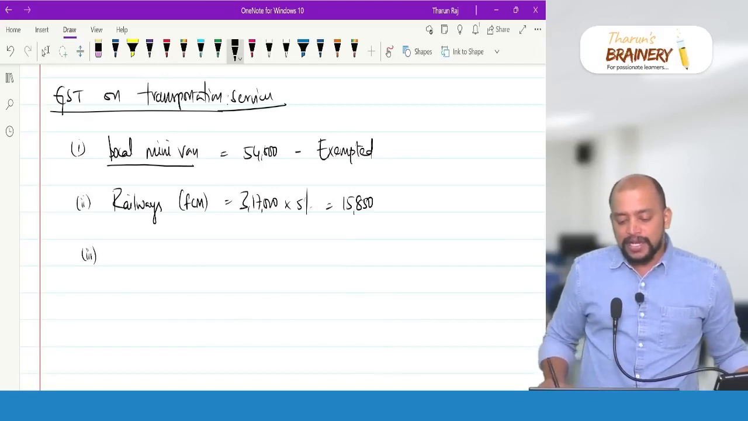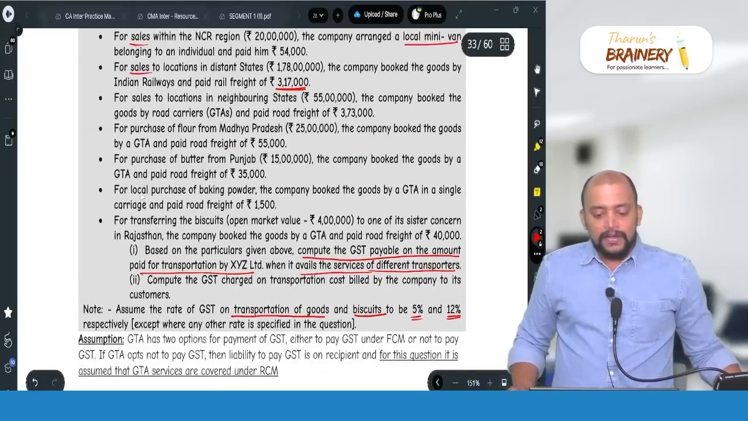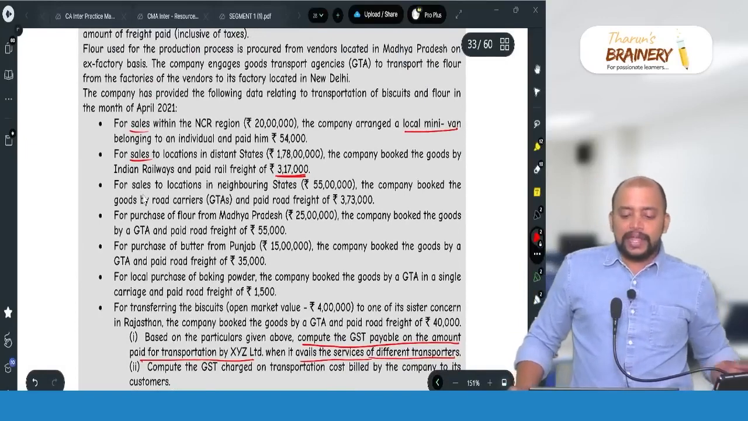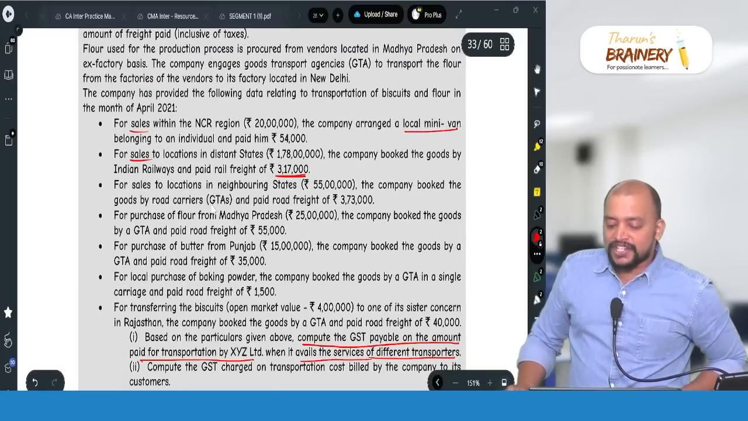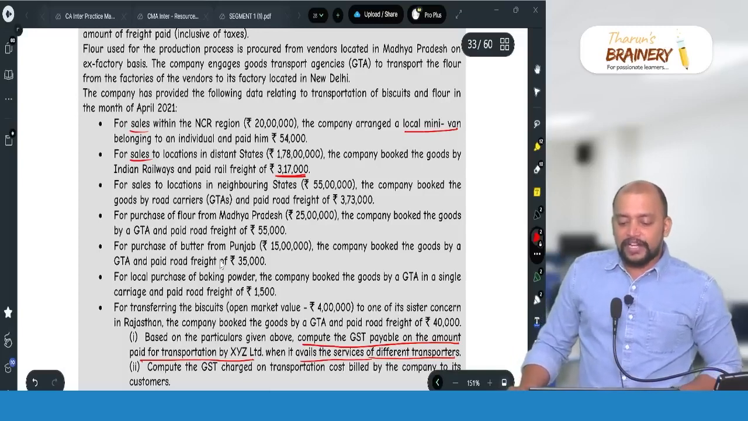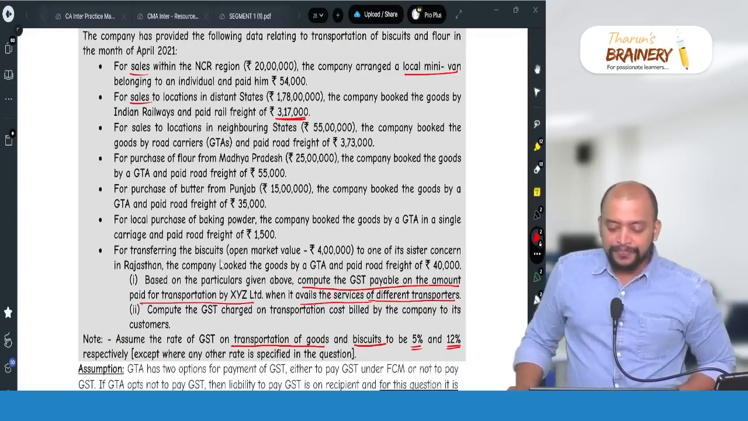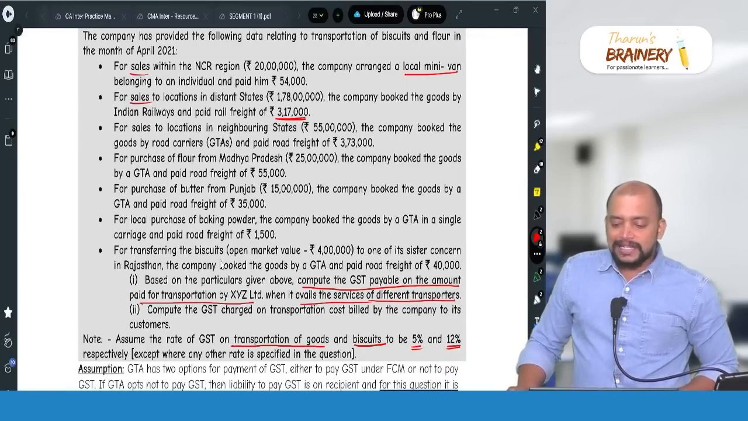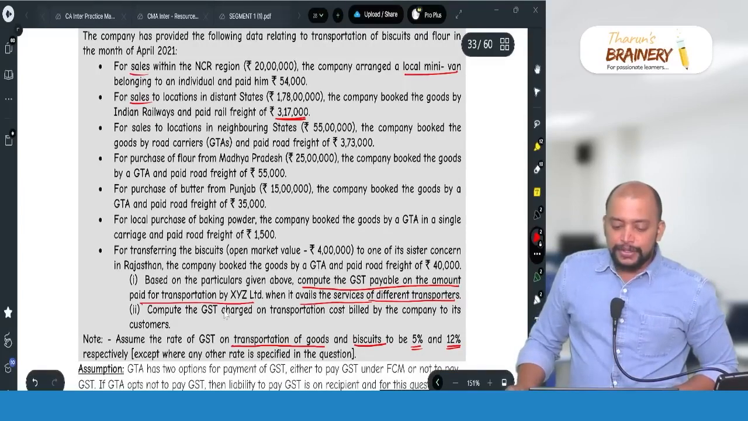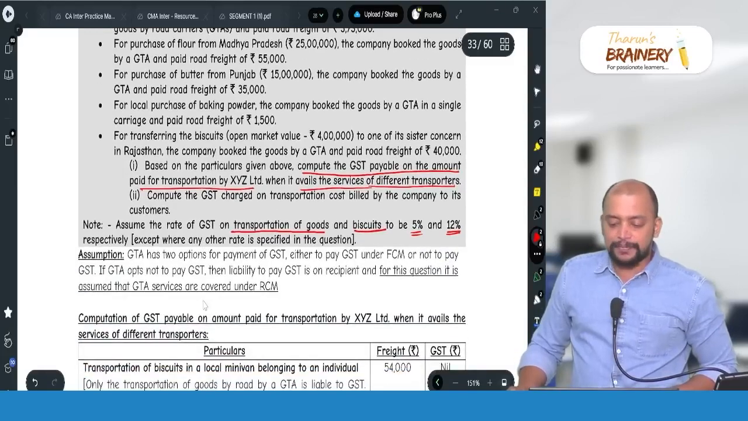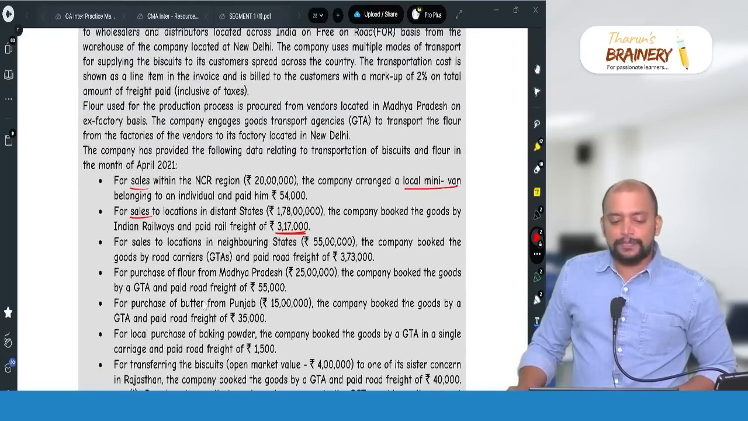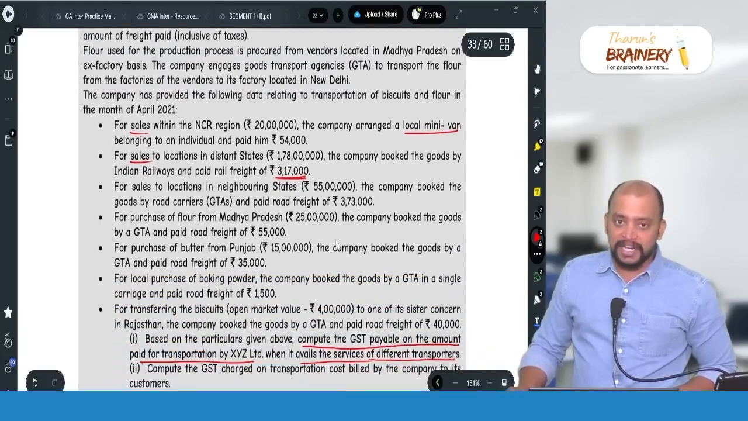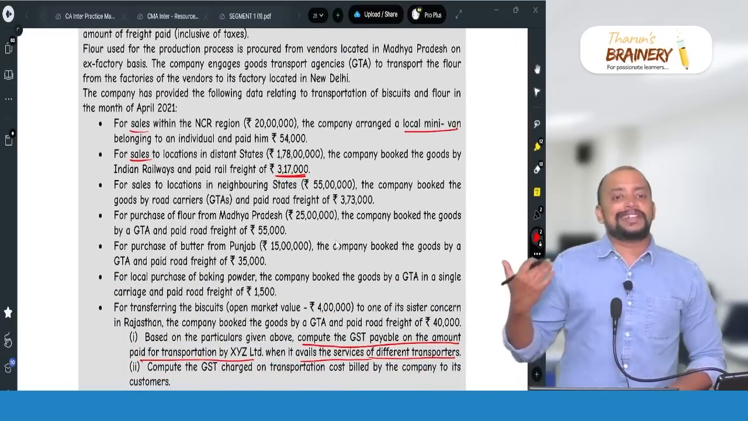Then, number 3, third one, for sales to location in neighboring states, the company booked the goods transport agency and paid road freight of 3,73,000. So, here RCM will be applicable. So, if GTA is not opting to pay GST under FCM. So, therefore, we are assuming that GTA is not paying GST under FCM because they have not given any information. So, we do the answer as per RCM.